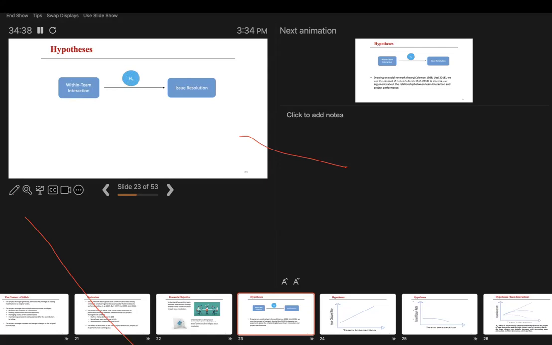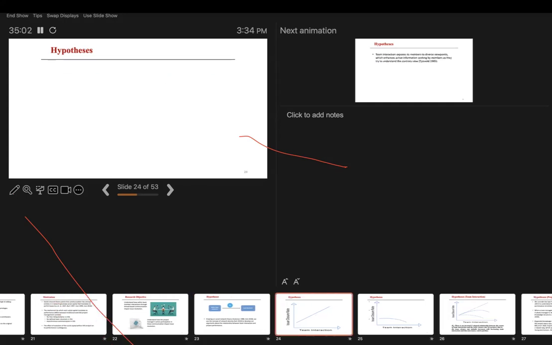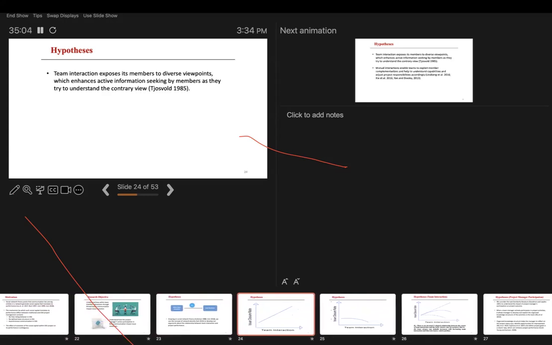So our first hypothesis is within-team interactions, the network and the network's density level, how that influences issue resolution, the number of issues resolved. And this is where, as I was mentioning earlier, we're drawing on social network theory and building on that. The concept of network density is our variable of interest and its impact on how many issues were closed every week. Now, there are two countervailing forces, as I said.